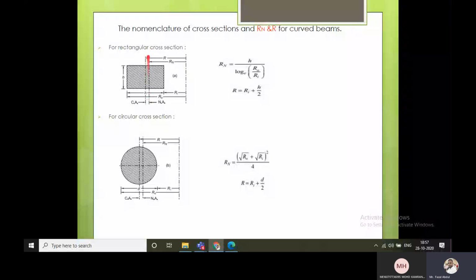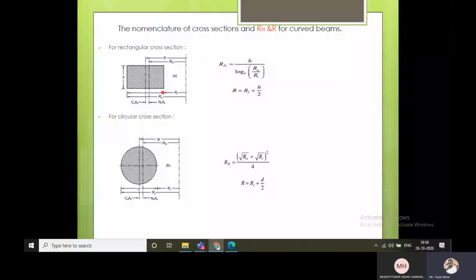The Rn relation is h by log e of Ro by Ri. What is h here? H is the total height of the object. Here R means the radius from the center to the centroidal axis. This distance represents the R value. So R equals Ri plus h by 2.